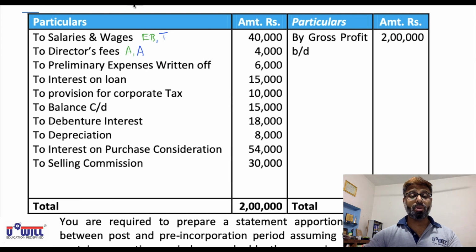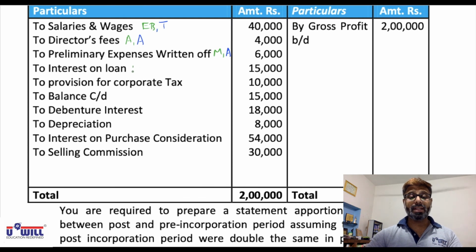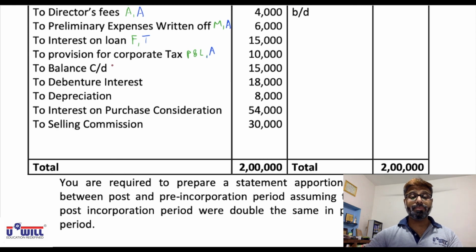Entire amount will go in post incorporation period. Preliminary expenses, written off miscellaneous expense, and actual basis. Entire amount will go in post incorporation period. Interest on loan, finance cost, and normal time basis as per working note 1. It's interest on loan. Date of repayment is not given. Corporate tax will directly come in P&L statement, and it will go on actual basis in post incorporation period. Balance carried down, ignore it. Debenture interest, finance cost, and actual basis in post incorporation period. Depreciation and amortization, depreciation and time basis.